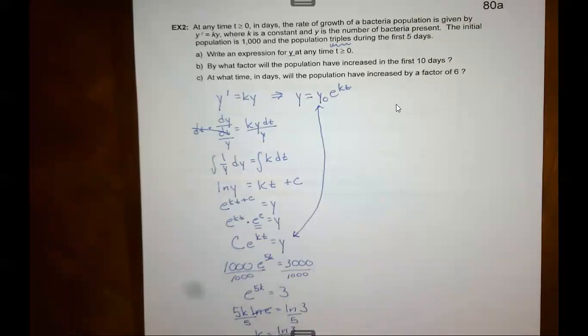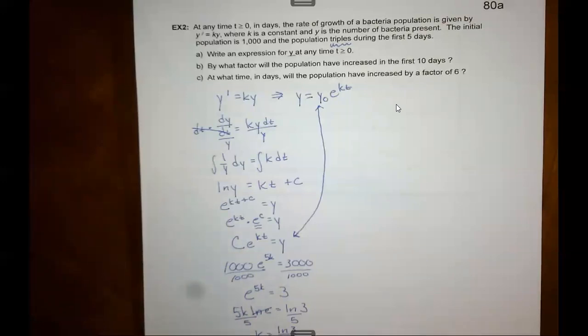All right, so our equation is going to be y equals the initial amount, which was 1,000, e to the kt power, and k in this problem is ln of 3 over 5, times t. So this is our equation. That's a pretty terrible looking exponent, and we could simplify that with a little bit of pre-cal, but there's no harm in leaving it just like it is. So that's going to be our expression for y at any time where t is greater than or equal to 0. So this is our answer to part A.